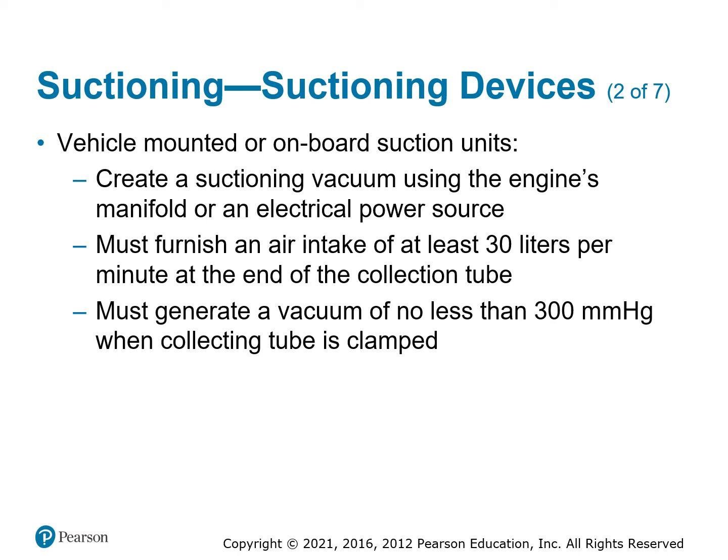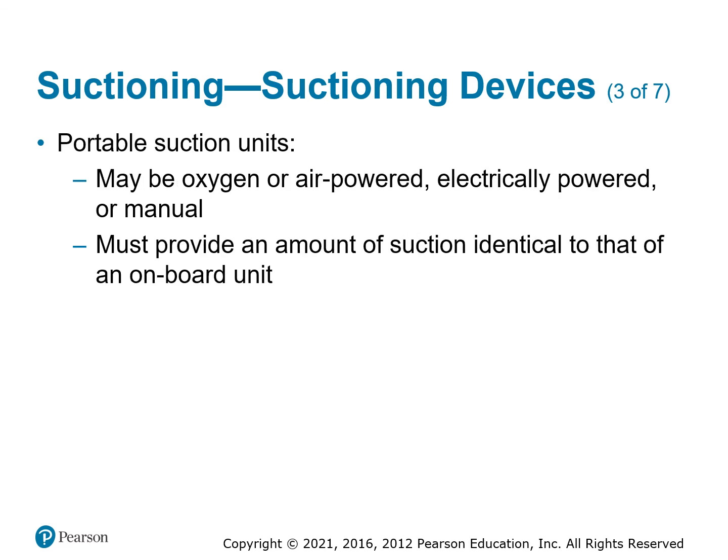Vehicle mount units have a vacuum in there. They're at least 30 liters per minute, so they've got pretty good suction. The portable units are oxygen or air powered. Not my preference, because I'm using oxygen for giving to a patient, and I prefer to keep my oxygen for my patients. Most of them are electrically powered, some type of battery system. And then the one that I carry in my personal first aid kit is a manual one. It's all hand powered, so you squeeze it and it sucks.